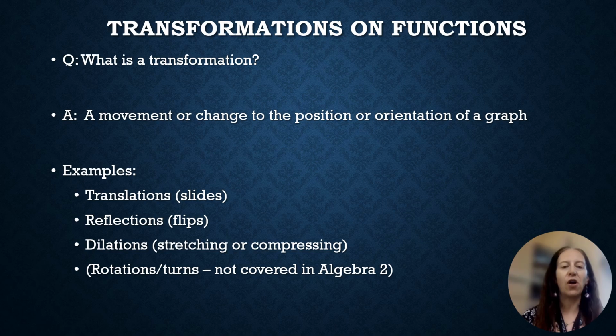So examples are, and what I've got here is the math word, and then maybe the everyday word that might make more sense to you. The first kind is a translation. That's just a fancy math word for sliding a graph. You've got a graph on the coordinate plane and you slide it around on the coordinate plane. A reflection is a flip, and we will study mostly two types of reflections when we're doing transformations, but there is a third one that comes up when we study inverses. It's got another kind of symmetry to it.